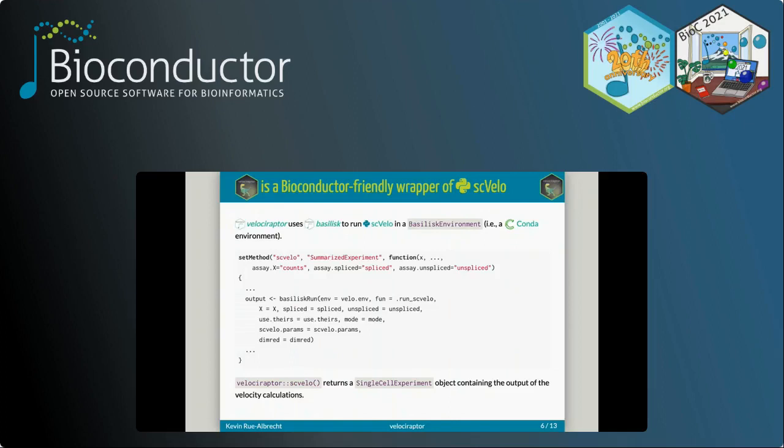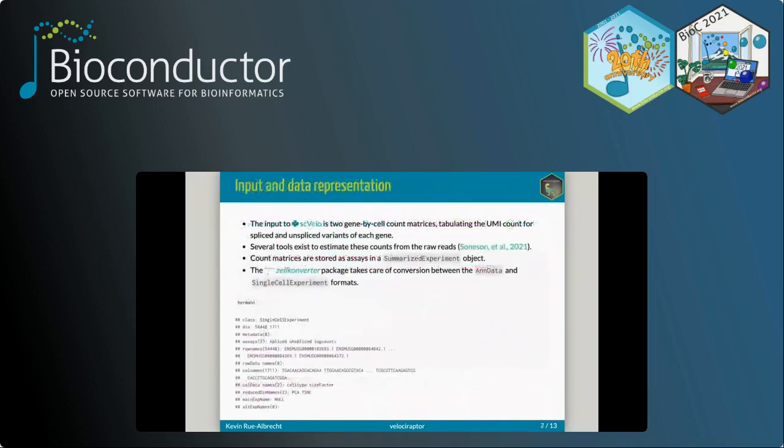Coming back to the scVelo function implemented in Velociraptor, Bioconductor aficionados will be happy to hear that the function returns a SingleCellExperiment object that contains the results of the velocity calculations. The input to the scVelo Python method is made of two gene-by-cell count matrices, tabulating the UMI count of spliced and unspliced variants of each gene, respectively. Those matrices can be computed from the raw reads using various tools and strategies.